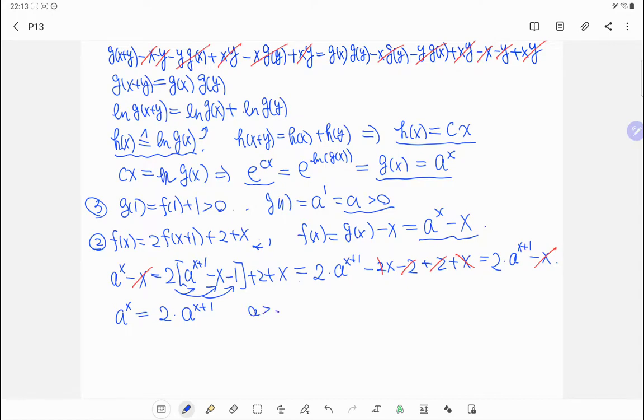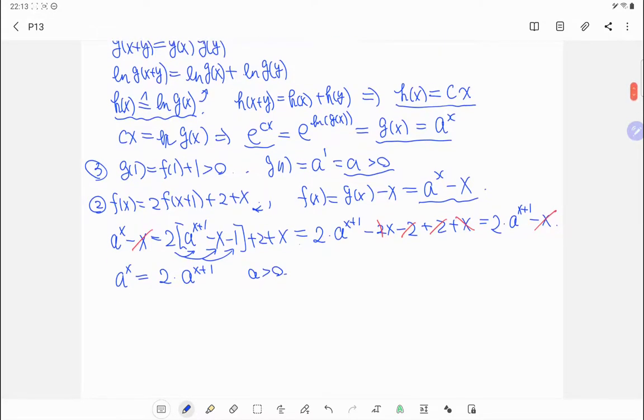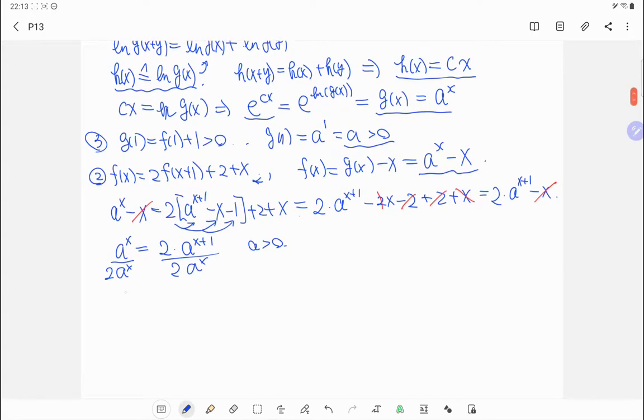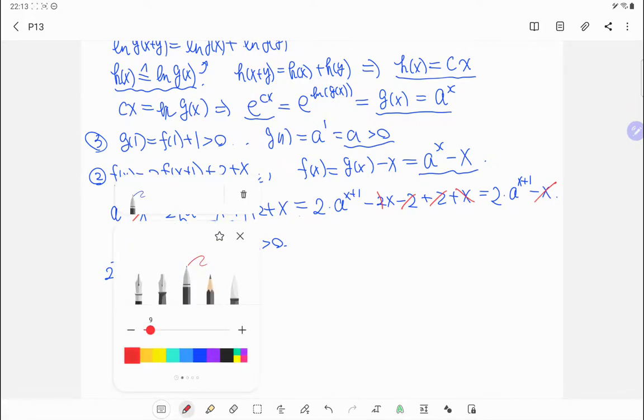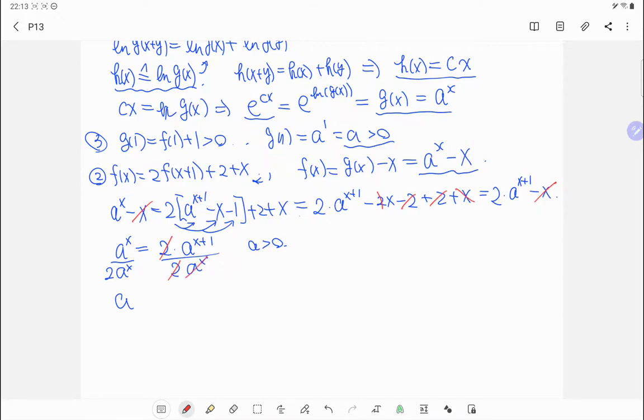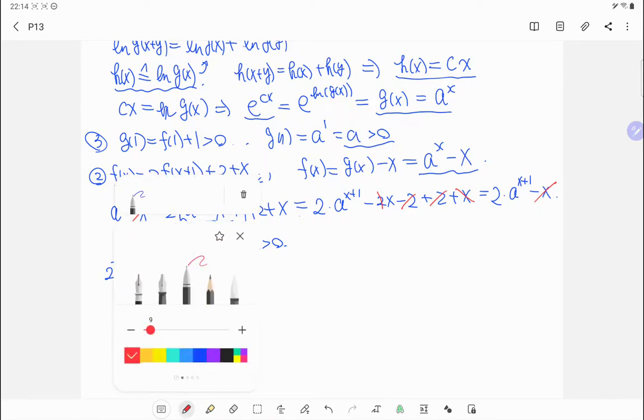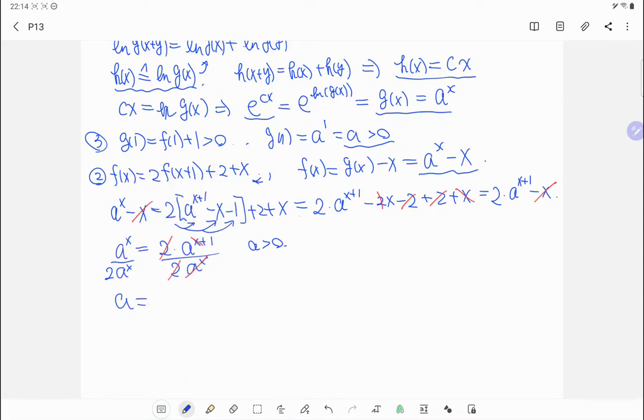And actually, a is larger than 0, which means it is not equal to 0, so we can divide a to the x on both sides, and also divide 2 on both sides. Then we can just swap the left and right, so the right side will become nothing but a. We cancel the 2s, and a to the x and a to the x, so we only have a on the right side, and on the left side we have 1/2. Okay, so finally we get f of x equals 1/2 to the x power minus x as our solution.